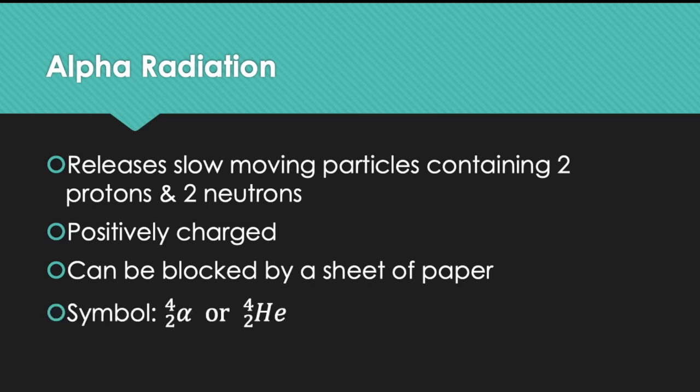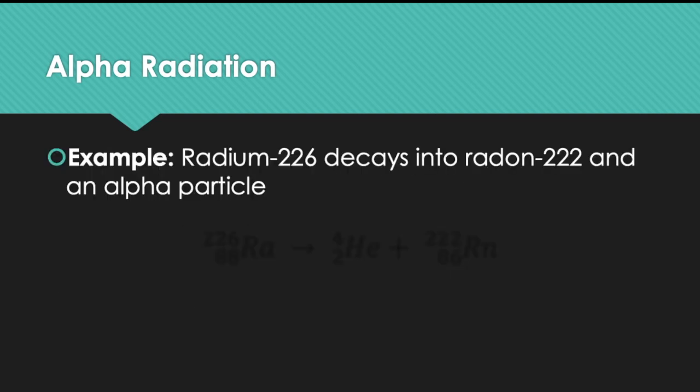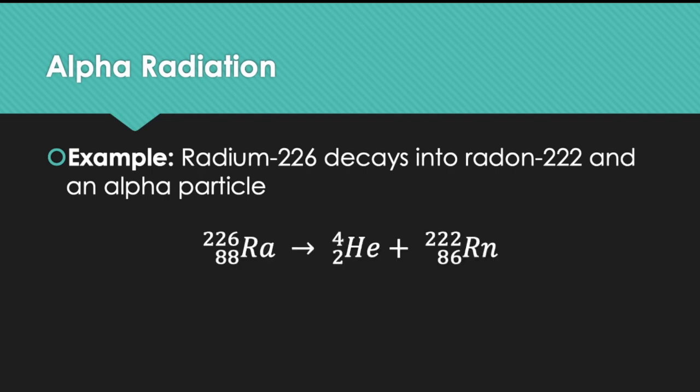The symbol for alpha radiation is either the Greek letter alpha with a mass number of 4 and an atomic number of 2, or the isotope notation for a helium-4 nucleus. Both work perfectly well. One example of alpha radiation is that radium-226 will decay into radon-222 and an alpha particle. So if we write it as an equation, we show radium-226 becoming an alpha particle and radon-222. We'll be going over more in depth how we write these equations later on in the notes.